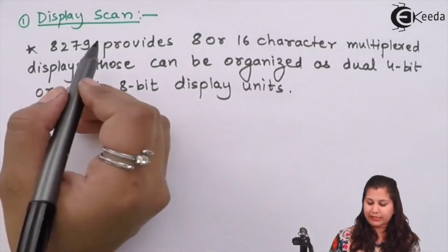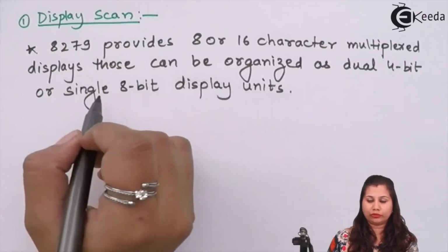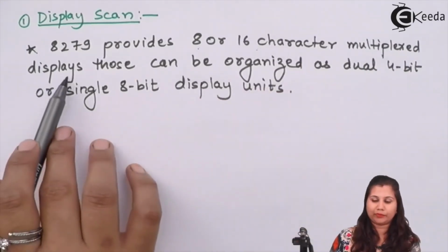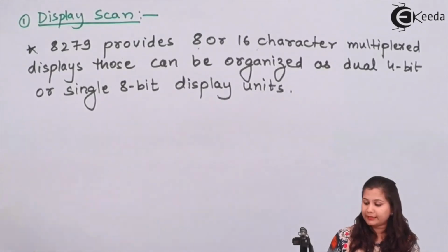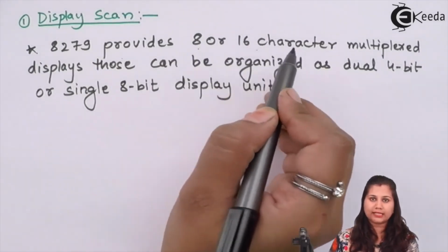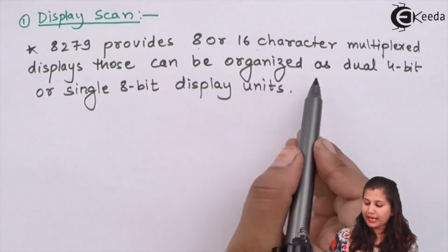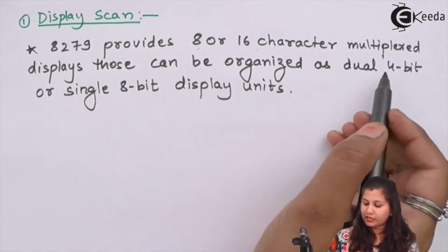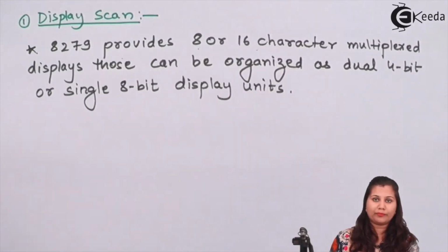So in this mode, display scan, the 8279 programmable keyboard display controller is going to provide 8 or 16 character multiplexed display. We can have different types of displays. Their size can be 8 characters or 16 characters, and these displays can be organized as dual 4-bit or single 8-bit display units. We can divide the 8 character display into 4-bit displays, and if we have a 16 character display, then we can divide it into a single 8-bit display unit also. So here we can have different types of display devices which can be scanned by the 8279.